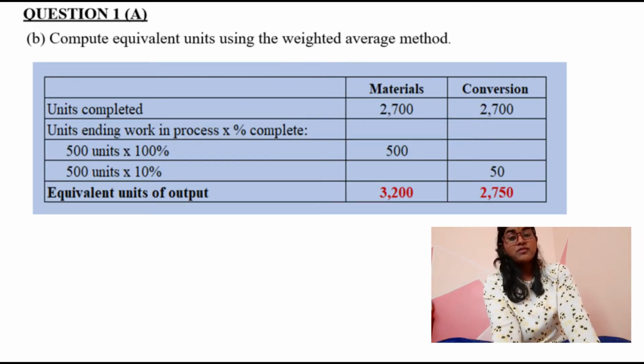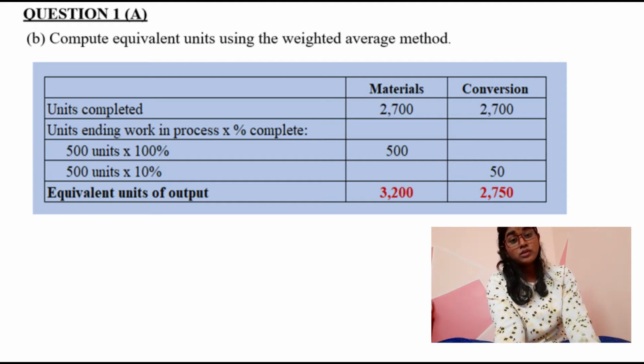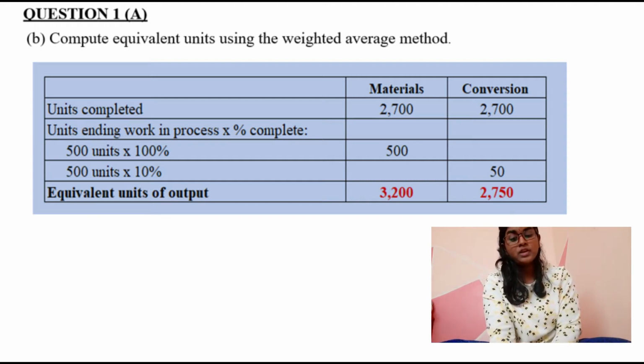For question B, we must find out the equivalent units of production using the weighted average method. The formula is as shown. So we must separate the direct material and conversion to calculate equivalent units. To calculate that, we must put in units completed in both direct material and conversion, which is 2700 units. And then we must add in units in ending work in process, which is 500 units, multiplied with the percentage to complete. So for the direct material, 500 units must be multiplied with 100% because they said that all materials were added at the beginning of the process. So we will get 500 units.